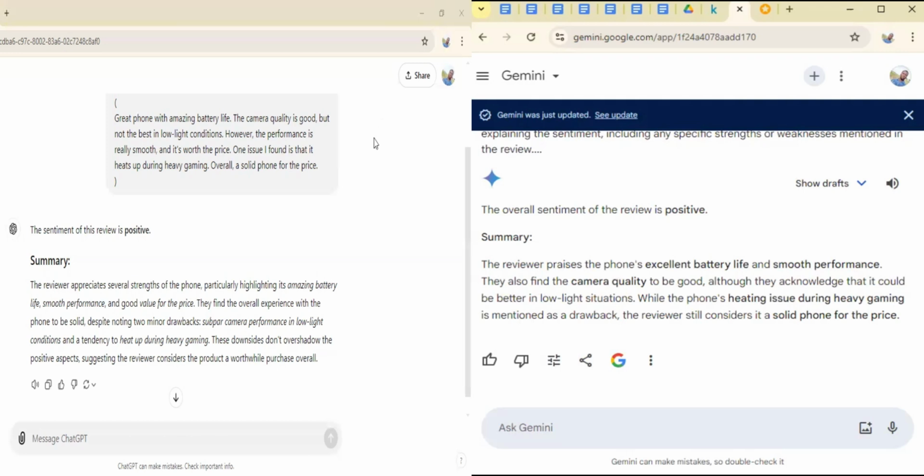Here says the sentiment of this is ChatGPT right now. The sentiment of the review is positive. The reviewer appreciates several strengths of the phone, particularly highlighting its amazing battery life, smooth performance, and good value for the price. They find the overall experience with the phone to be solid, despite noting two minor drawbacks: subpar camera performance in low light conditions and a tendency to heat up during heavy gaming. These downsides do not overshadow the positive aspects, suggesting the reviewer considers the product a worthwhile purchase overall.